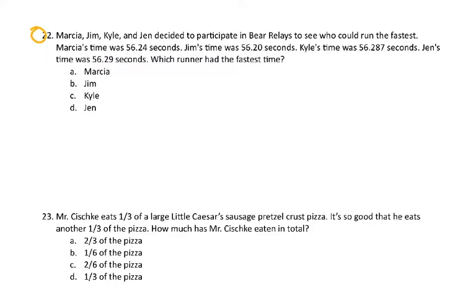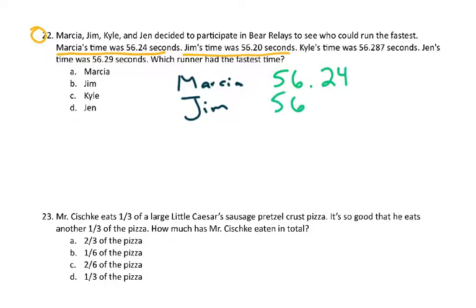22 gives you 4 people, and it's asking you to compare their times in a relay race. The fastest time is going to be the smallest number. So let's line them up and then compare them. Marcia's time was 56.24 seconds. Jim's was 56.20. And watch, I'm going to line these up with the decimal in the same spot. So the tens place is matching the tens place, the ones place matching the ones. Everything's lined up. So when it's like that, I can already see that Jim ran it faster than Marcia.